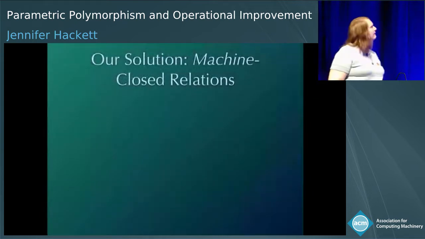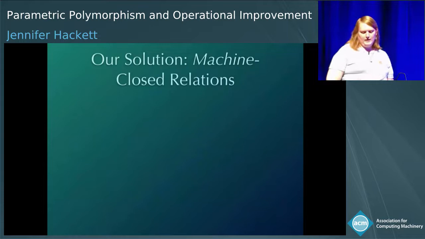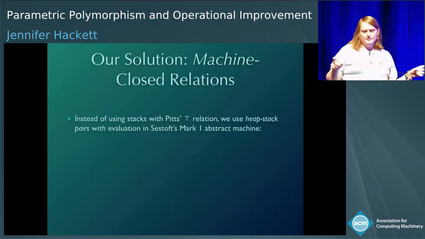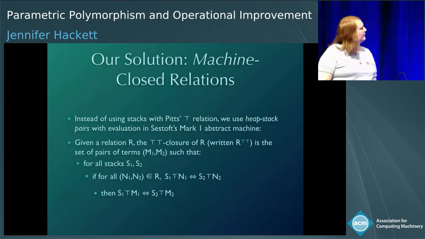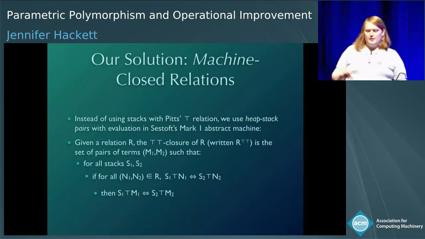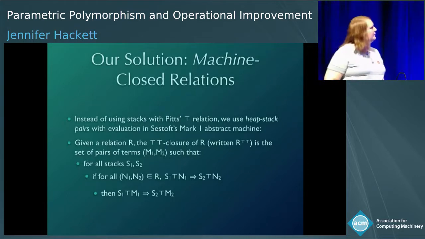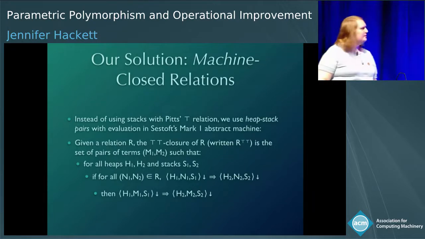So we come up with this new notion of machine-closed relations. We start with a lazy abstract machine, which means we don't just have stacks anymore, we have heaps as well. If we start with this TT closure definition, we do a bunch of steps. Firstly, like I said, this is not directional, so we make it directional. The next thing is we need to make it work in this lazy setting with heaps as well, so we put in the heaps. And finally, we need to put in the costs.